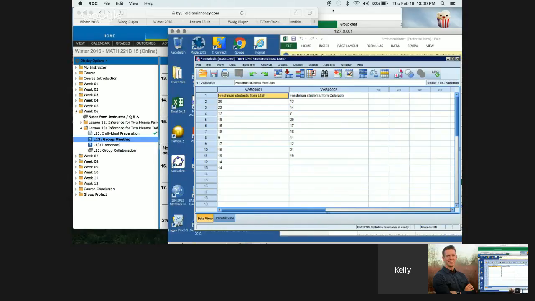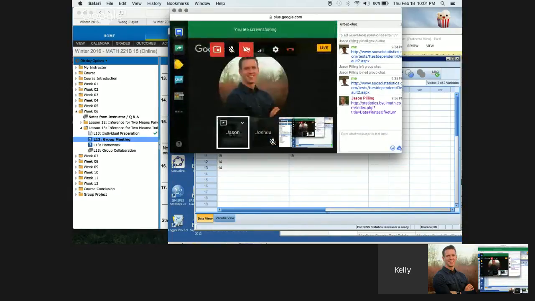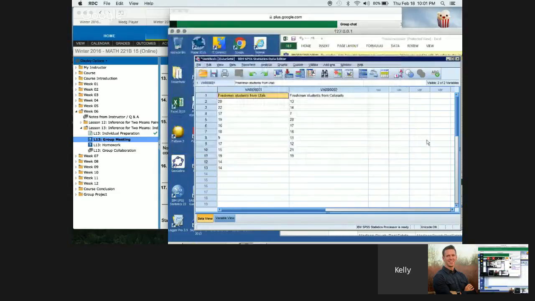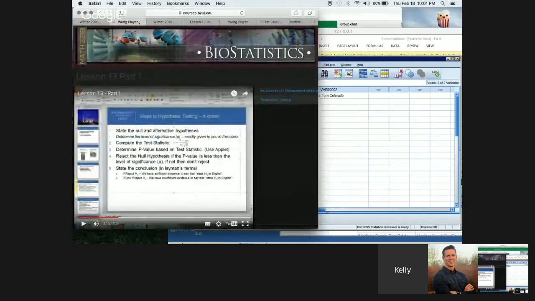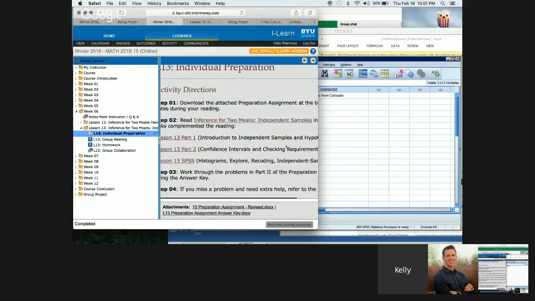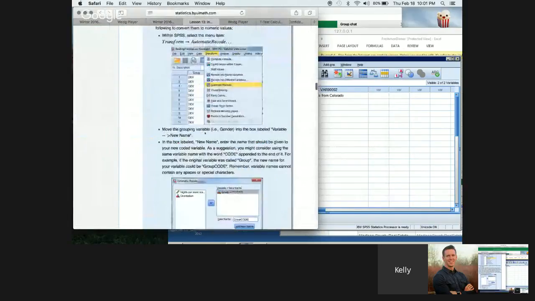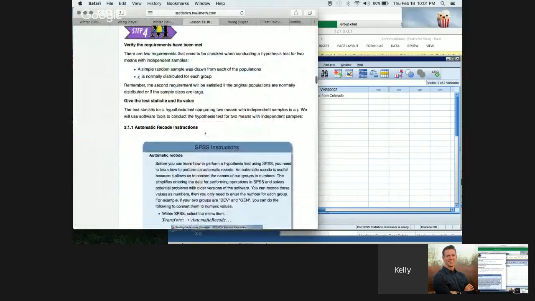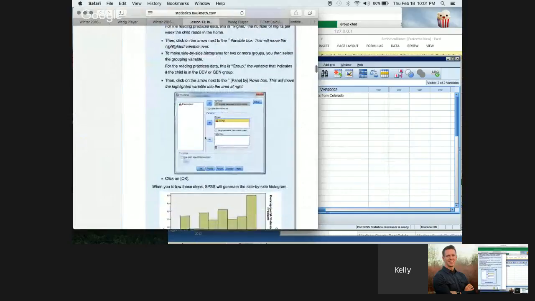Okay, I'm watching the video right now. I found it. I'm looking at how to do it right now. Looks like you're about 4 minutes into the video and then it starts showing you how to do it.